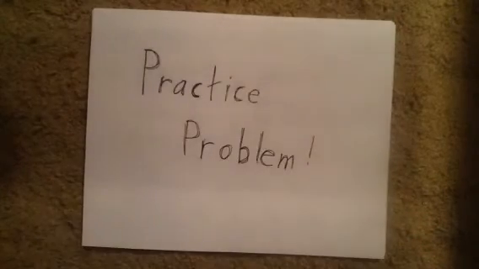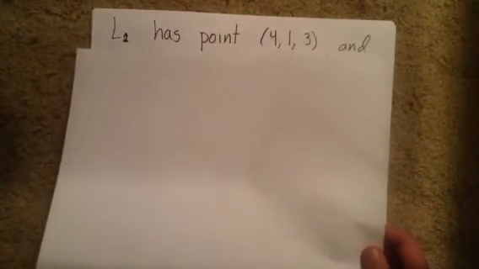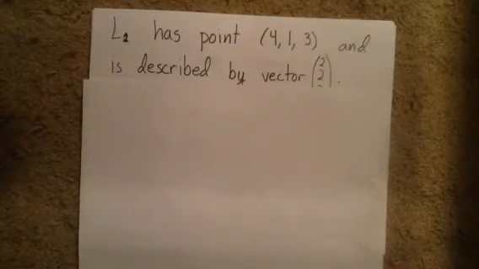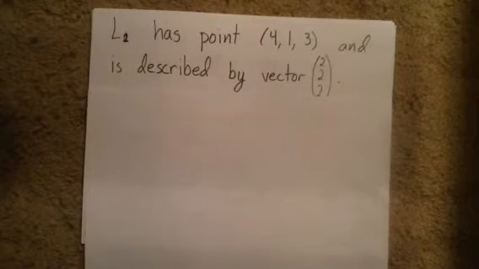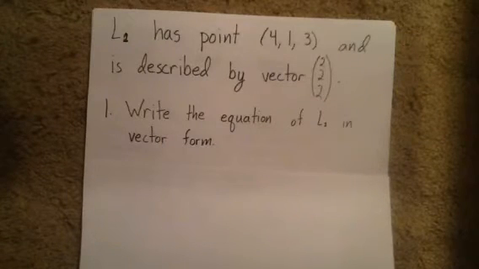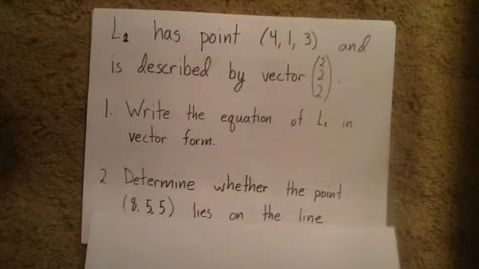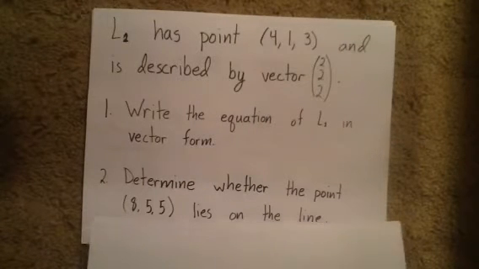Okay, now we are ready for a practice problem. Line 1 has a point 4, 1, 3 and is described by the vector in component form 2, 2, 2. First question, write the equation of line 1 in vector form. Second, determine whether the point 8, 5, 5 lies on the line.